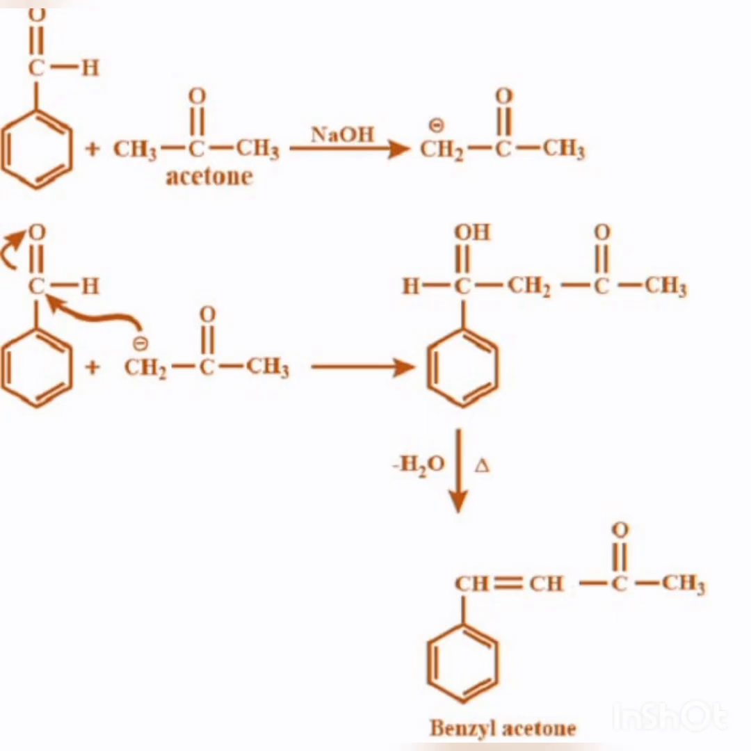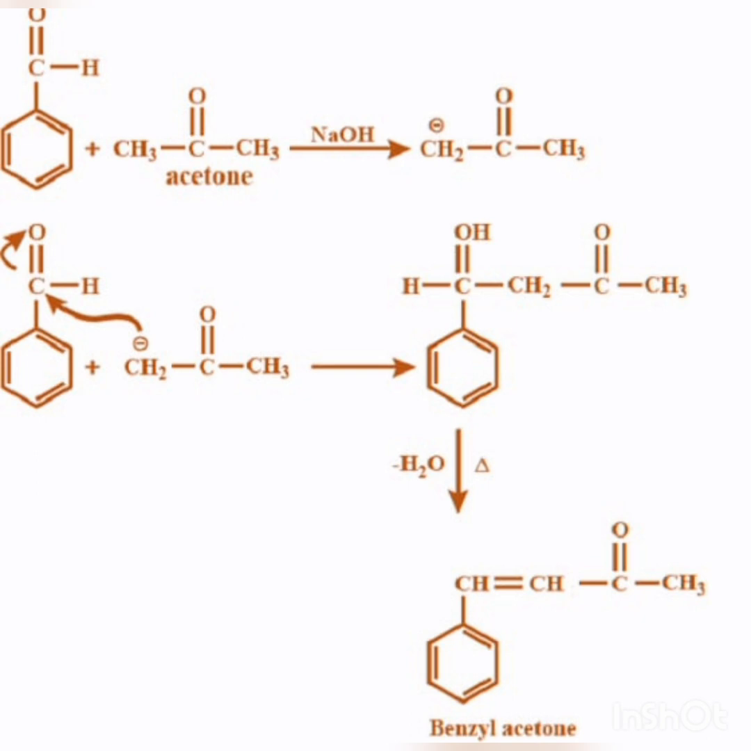Crossed aldol condensation can be elaborated as aldol condensation taking place between two different aldehydes or ketones. In simple words, when condensation is between two different carbonyl compounds, then it is called crossed aldol condensation. If both contain alpha hydrogen atoms, then it will give a mixture of four products. It is because both can form carbanions and can also act as carbanion acceptors.